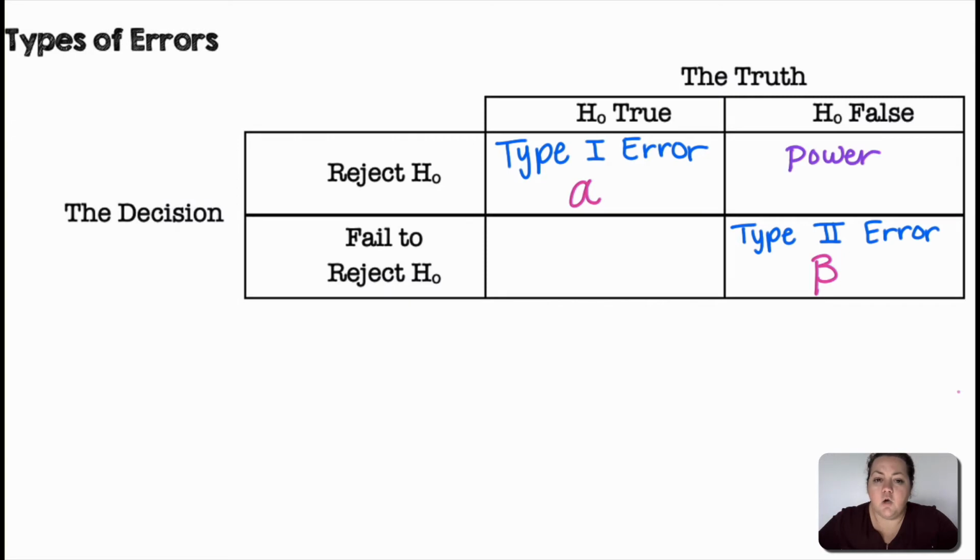And if we reject the null hypothesis and the null hypothesis is false, that would be a good thing, and that is the power. If I fail to reject the null hypothesis and the null hypothesis is true, then I also made the correct decision.